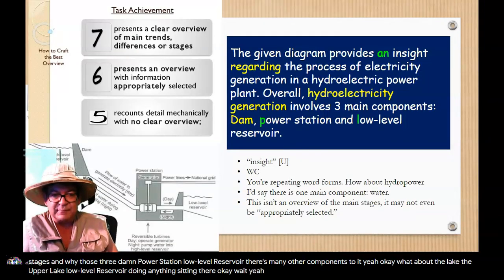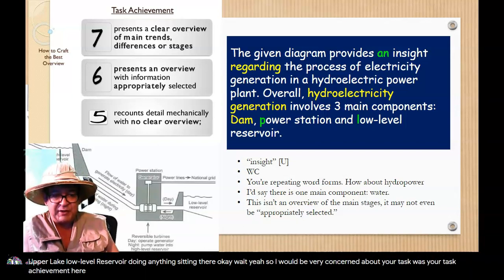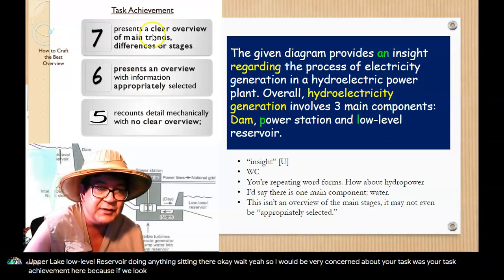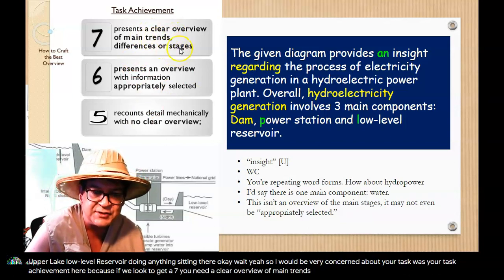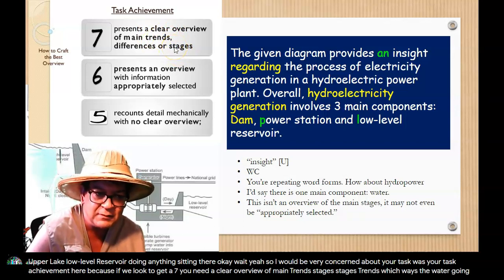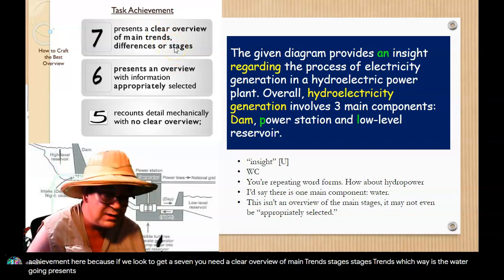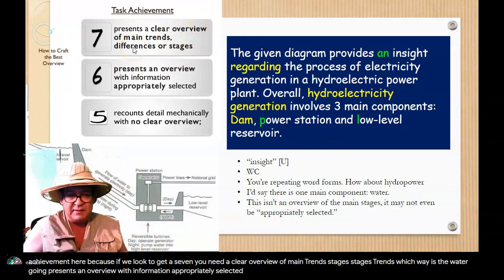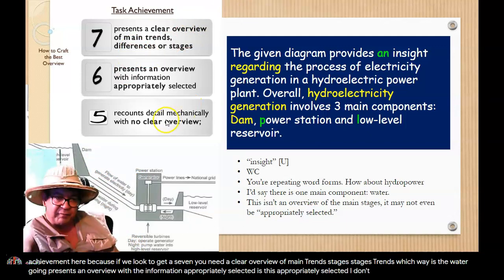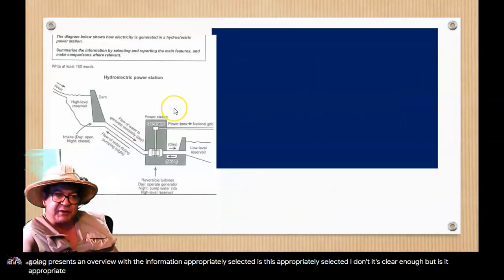Yeah. So I would be very concerned about your task achievement here, because if we look, to get a 7, you need a clear overview of main trends, stages. Trends. Which way is the water going? Presents an overview with information appropriately selected. Is this appropriately selected? Fair enough, but is it appropriate? Let's see how you do on the body paragraph.